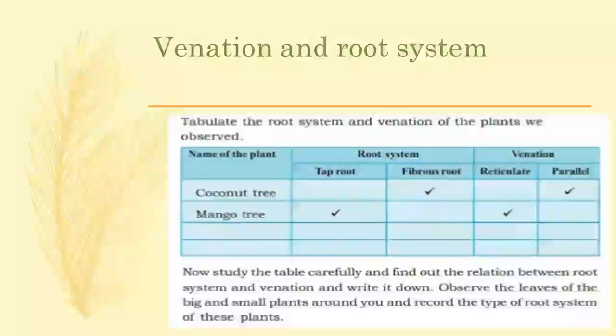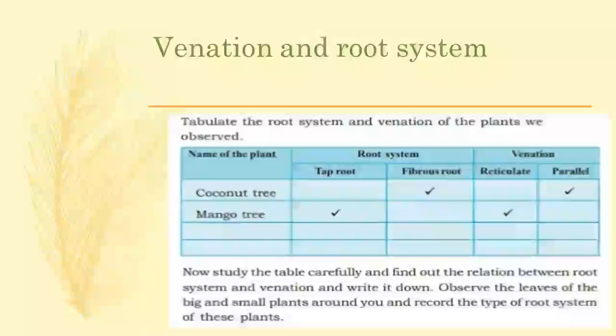Venation and root system. Tabulate the root system and venation of the plants we observed. Name of the plant, root system, venation. Root system: taproot and fibrous root. Venation: reticulate and parallel.